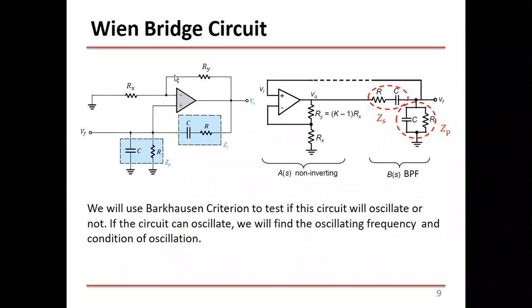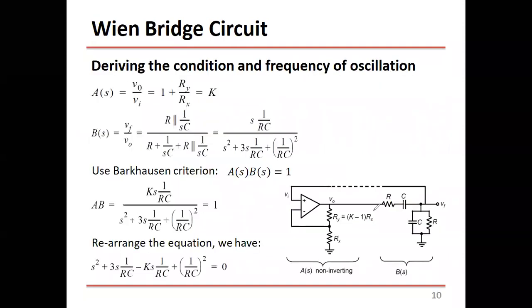So this is what we're going to do now in a few examples. To analyze this, we have this circuit, redrawn here again. Let's find the gain, A of S. As we mentioned, it's 1 plus Ry over Rx, and this is called K. How about B of S? B of S is the transfer function from this point to this point. So what's the transfer function from here to here? B of S.